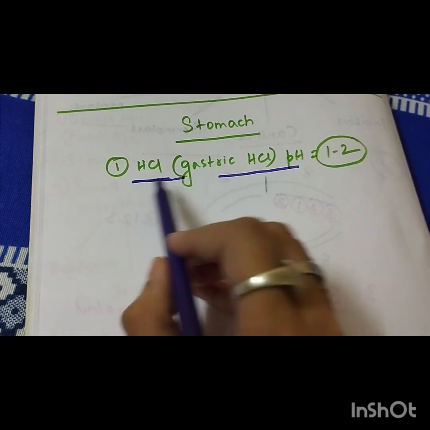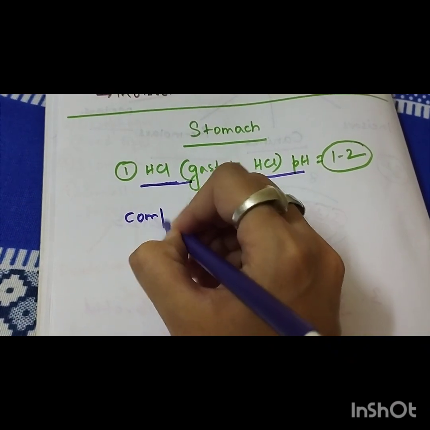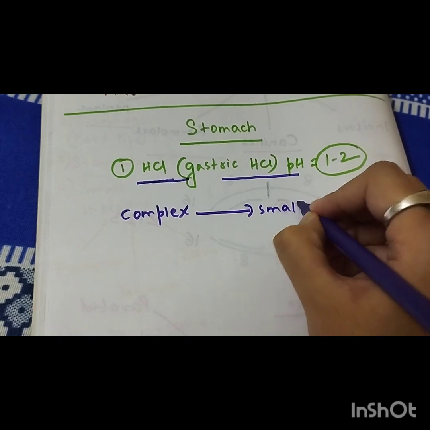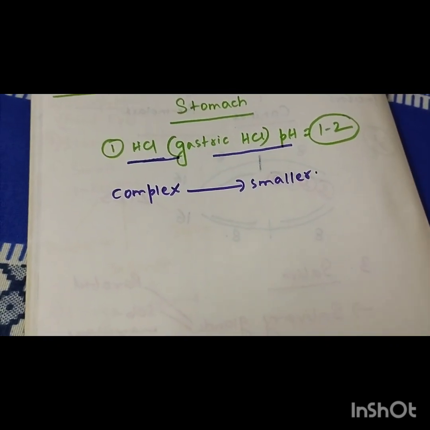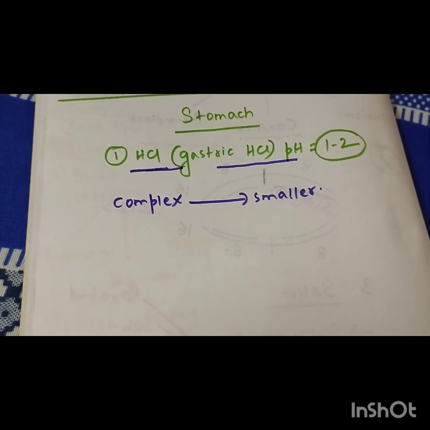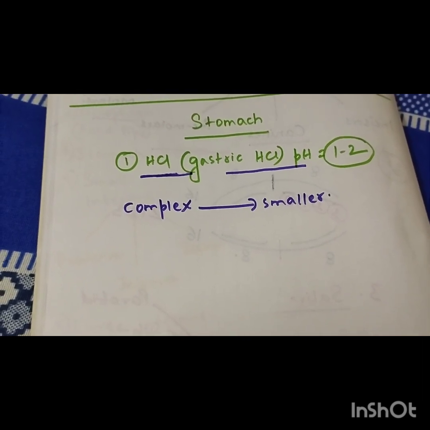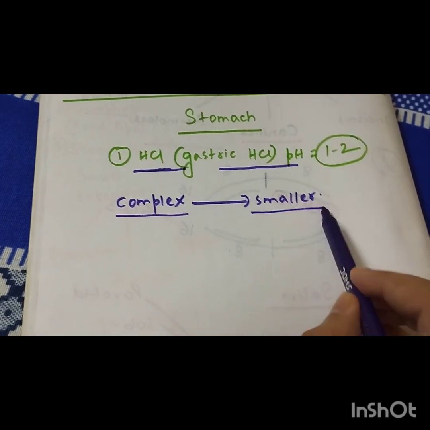Another function of HCl is that it helps in the breakdown of complex or bigger food particles into smaller ones. So HCl has two main functions: killing the microorganisms which have entered the digestive system along with the food, and breaking down the complex or bigger food particles into smaller, simpler food particles.